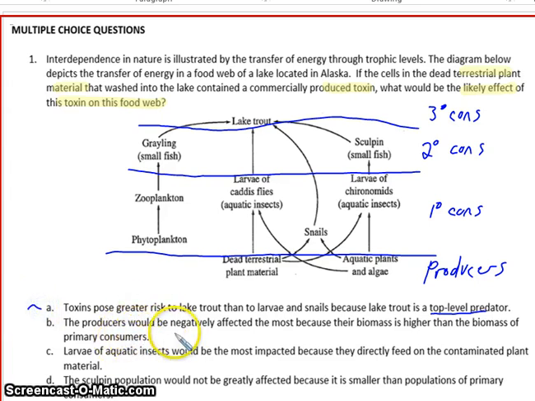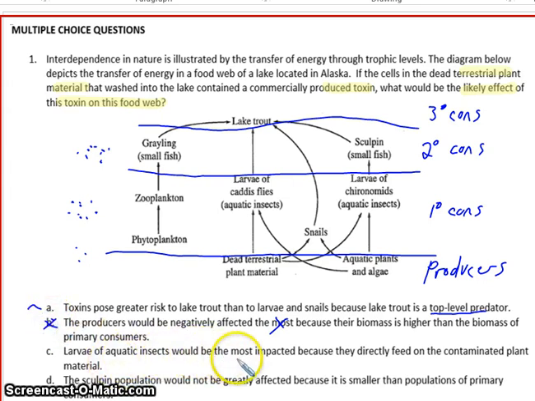This one says the producers would be negatively affected the most. These guys down here. Now remember the process of biological magnification. We start with a few toxins, they build up more in the next level, more in the next level, and the most in the last. So to say that these guys would be affected the most, I don't like that one.